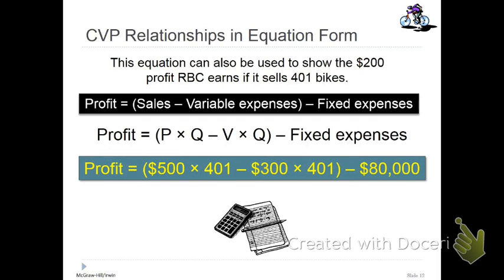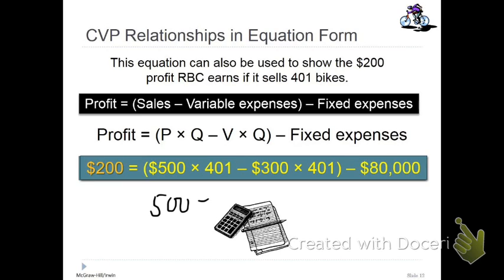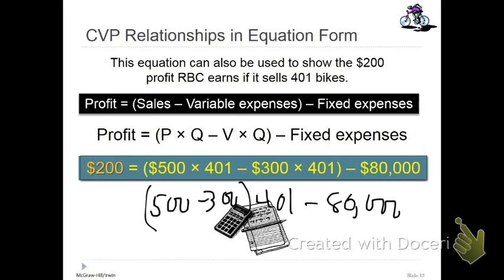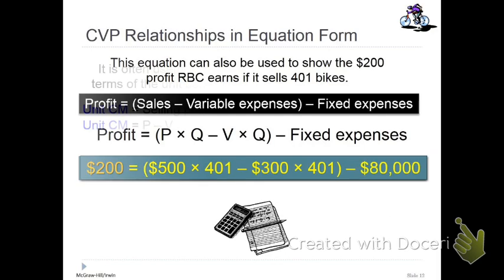So taking a look at 401 bikes, there's my profit, and now my profit is up to $200. Notice I can get there, in my opinion, a little easier if I use my quick little formula and say 500 minus 300 times 401 minus 80 grand. But that's just me playing with algebra.